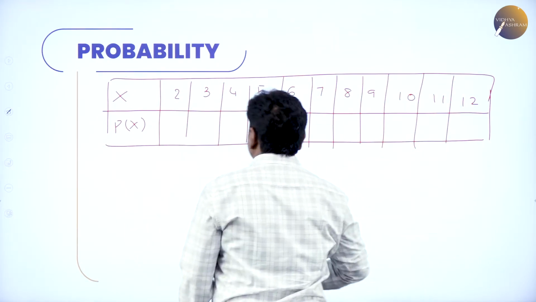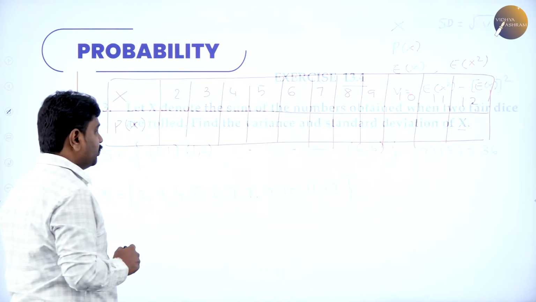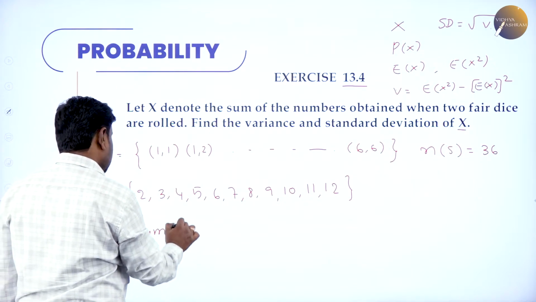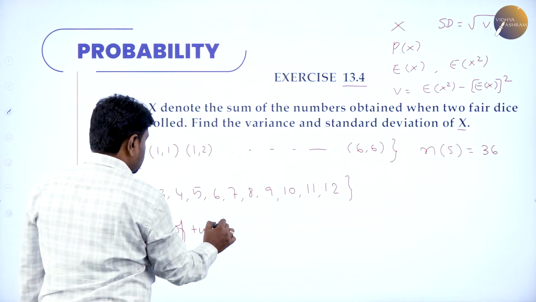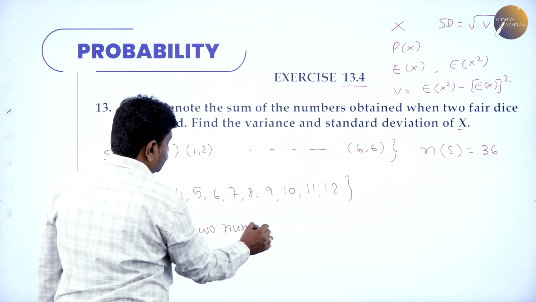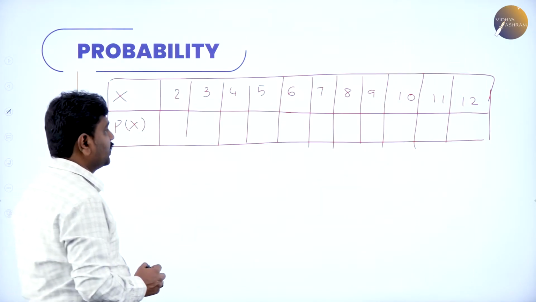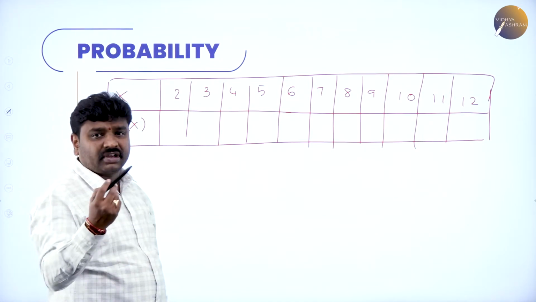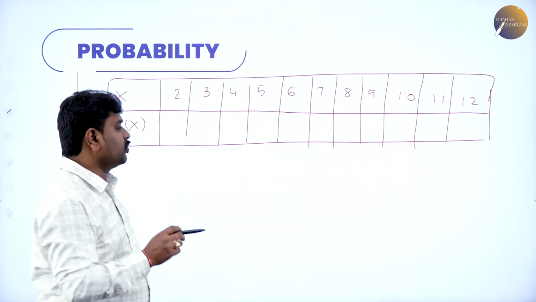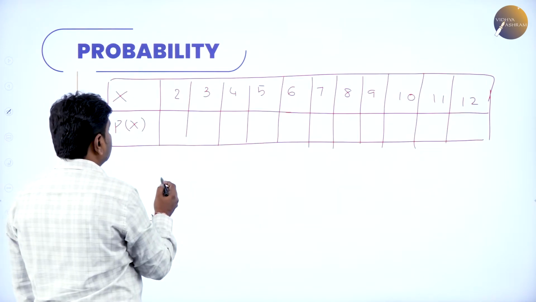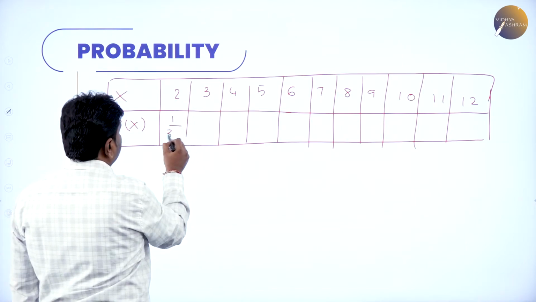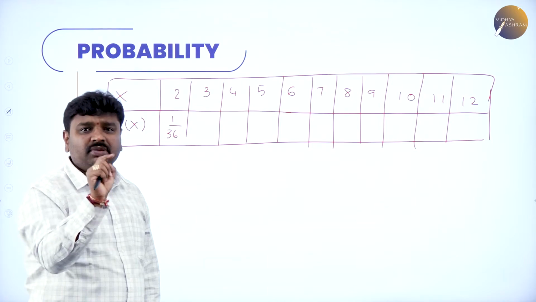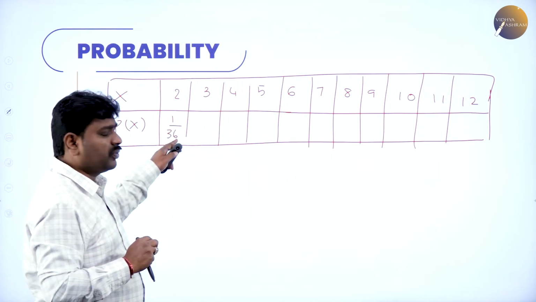So now x represents the sum of two numbers. The sum of two numbers starts with 2, which is 1 plus 1, and ends with 6 plus 6, which is 12. Now P of x: probability of x equal to 2, the sum should be 2. That means only one favorable outcome, 1 1. No other possibility, so 1 out of 36. What is probability? Favorable by total. So 1 favorable out of 36.